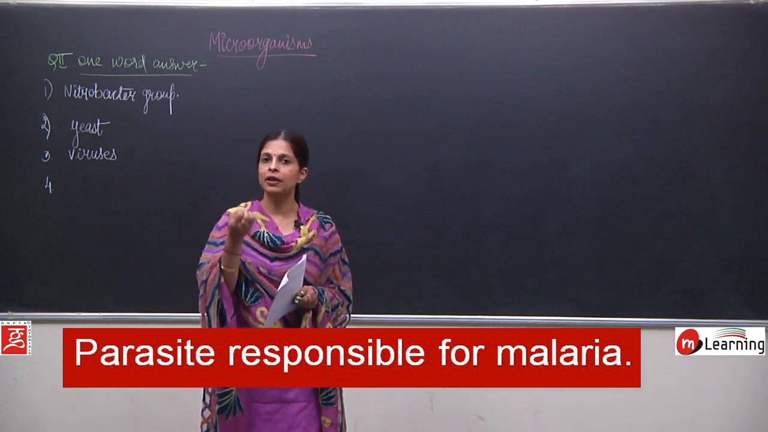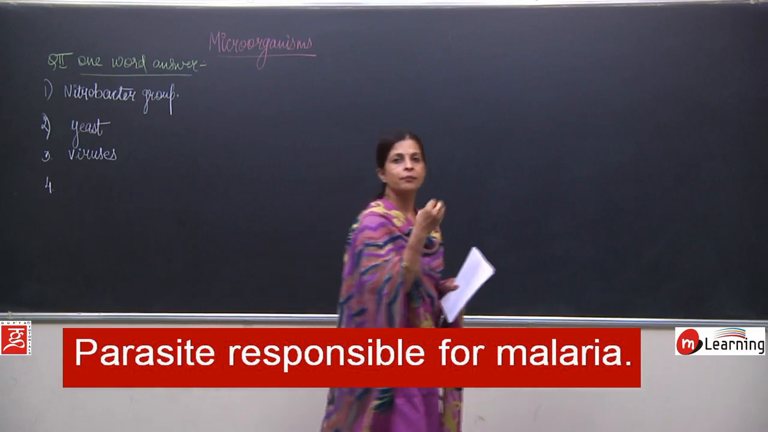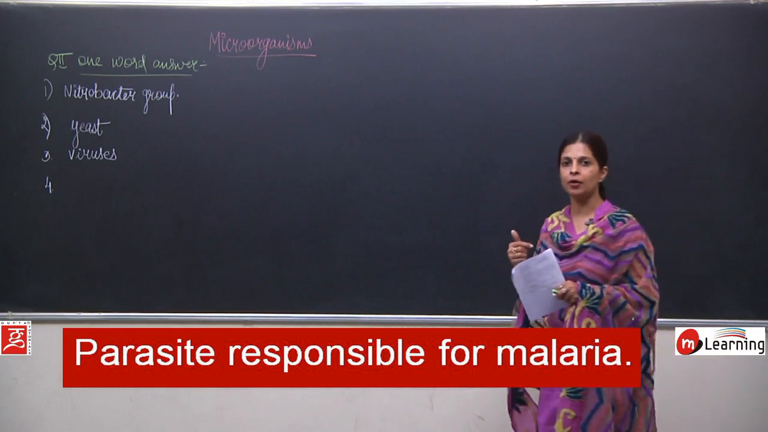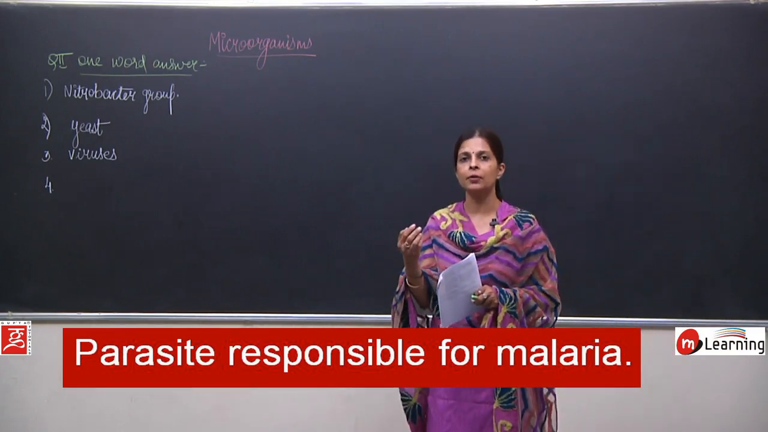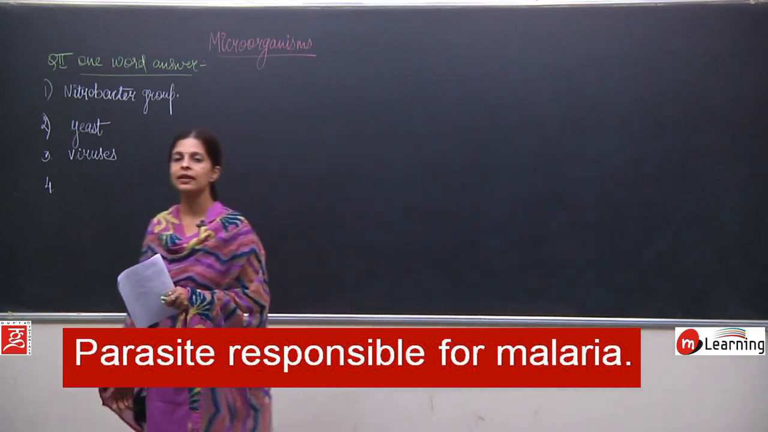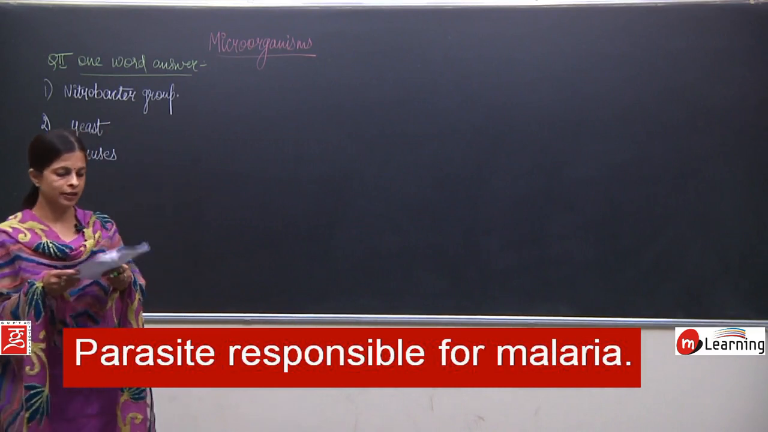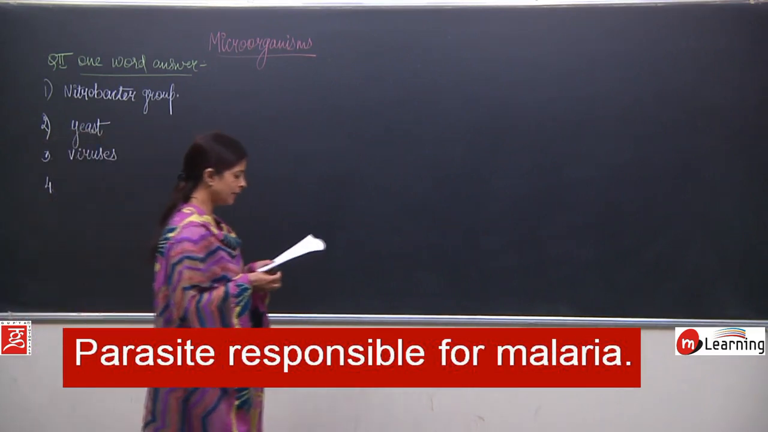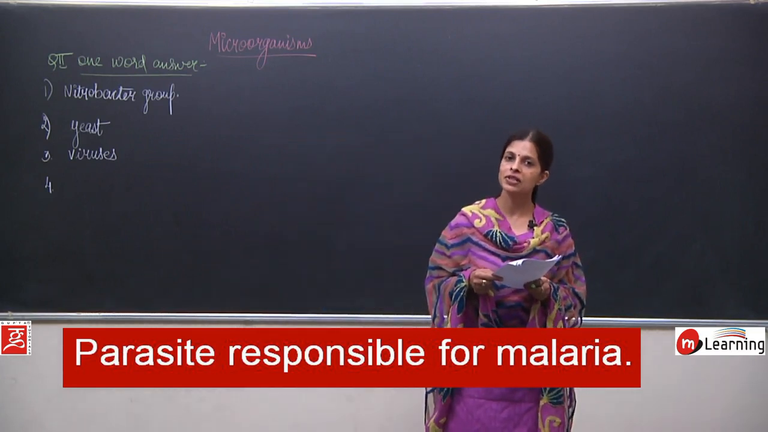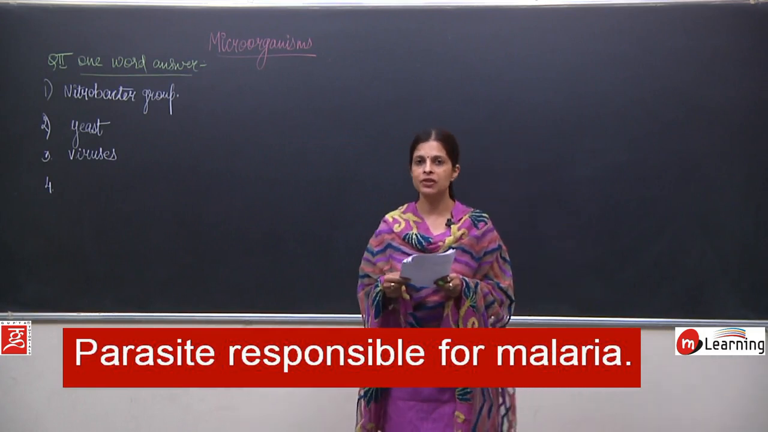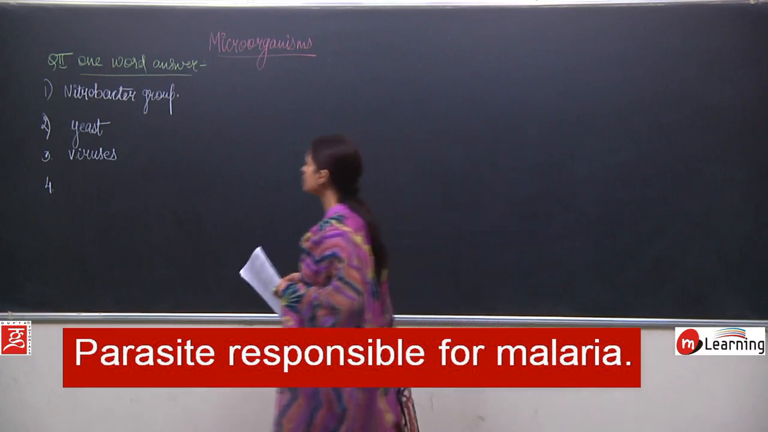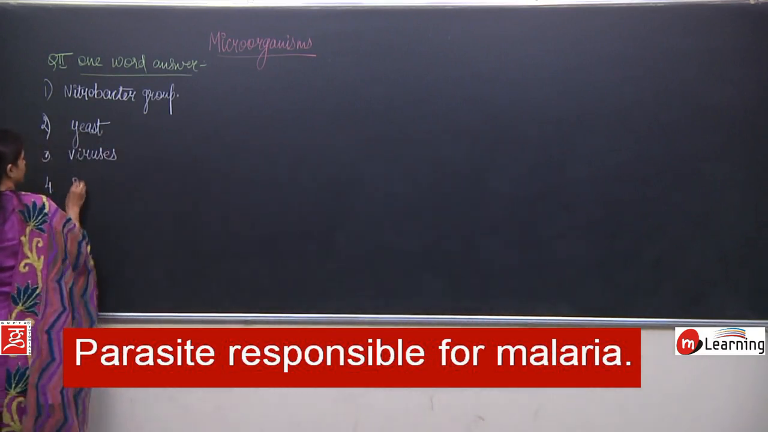Now this plasmodium lives in the body of the mosquito and it enters into our body, humans, or even the animals through mosquitoes, and that is the reason they are known as carriers. So here the question is, name the parasite which is responsible for malaria. Which microorganism is responsible for this? Plasmodium. So I'll just write over here Plasmodium.